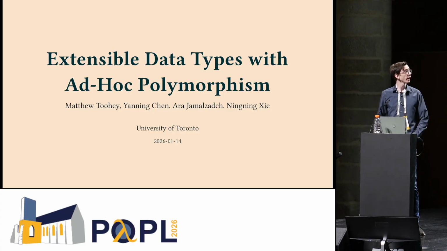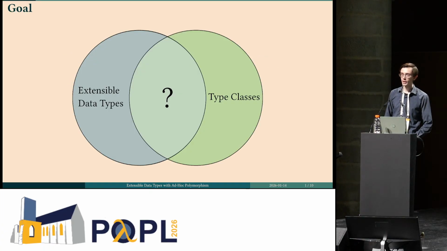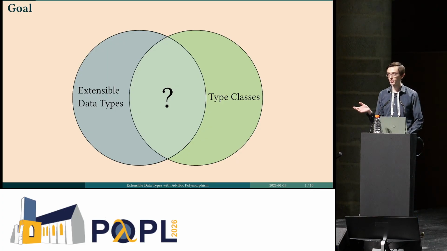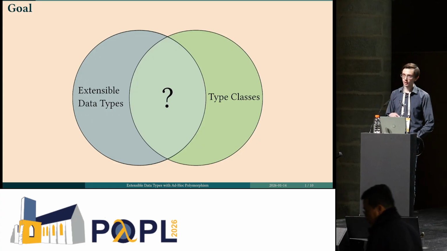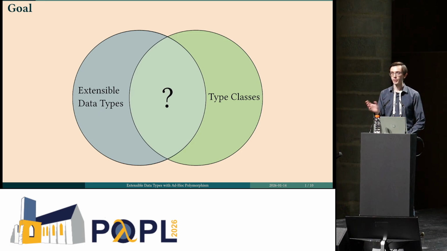This is work by myself, Yanning, Ara, and Ningning. All right, so extensible data types and type classes are two features of type systems for describing modular code. And these two features have both been studied in a lot of detail in isolation. And the types of modularity that they let us describe are different.